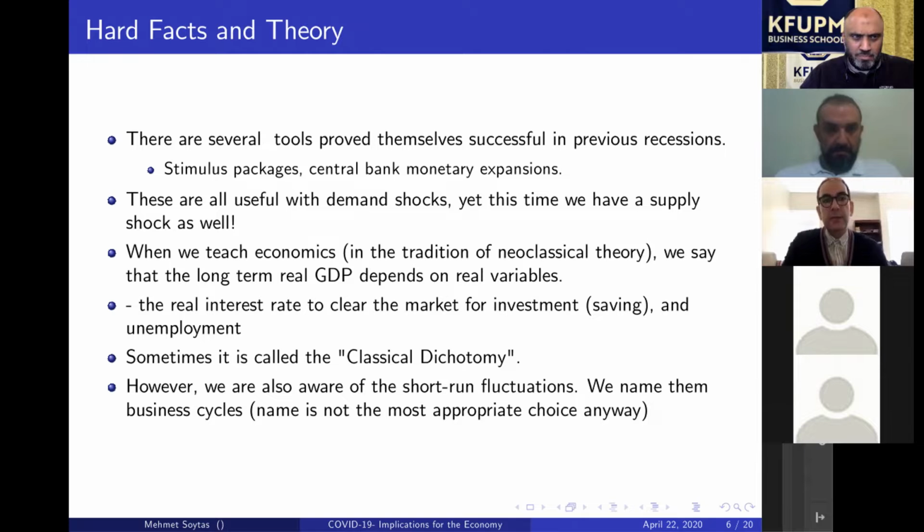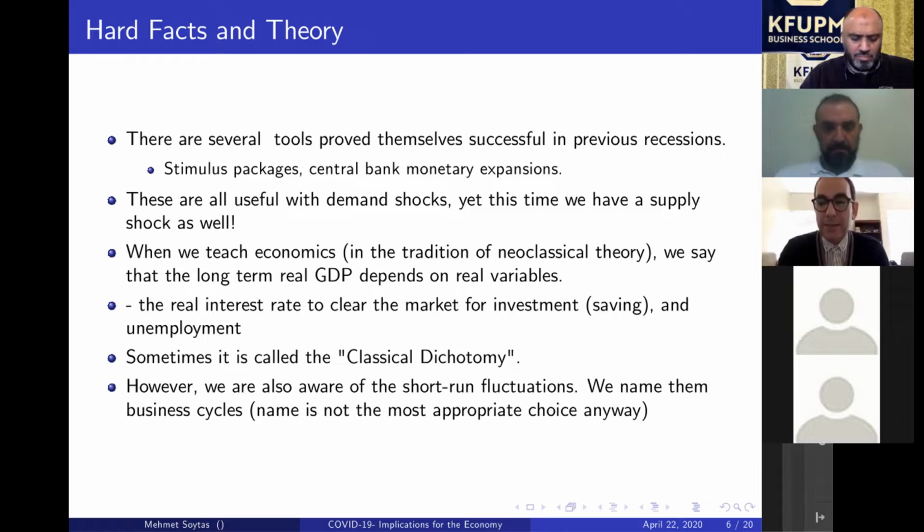Okay. So what we see is there are several tools that governments all around the world are using. These are stimulus packages, and generally they can be put into two categories. The government is directly helping by transfers, and the central banks are expanding the available money in the economy, by monetary expansions. Okay, these are tools that actually proved themselves successful in previous recessions that we have seen. So these are not new things that the governments or the central banks are inventing right now.